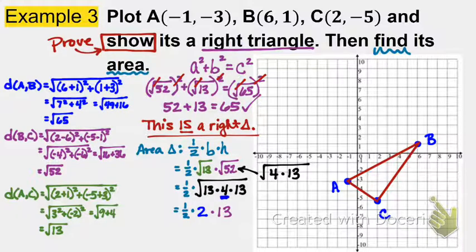Half of 2? 1. So then I have 1 times 13. What is the area of this triangle? 13. Yes. Area of triangle ABC is equal to 13 units squared.